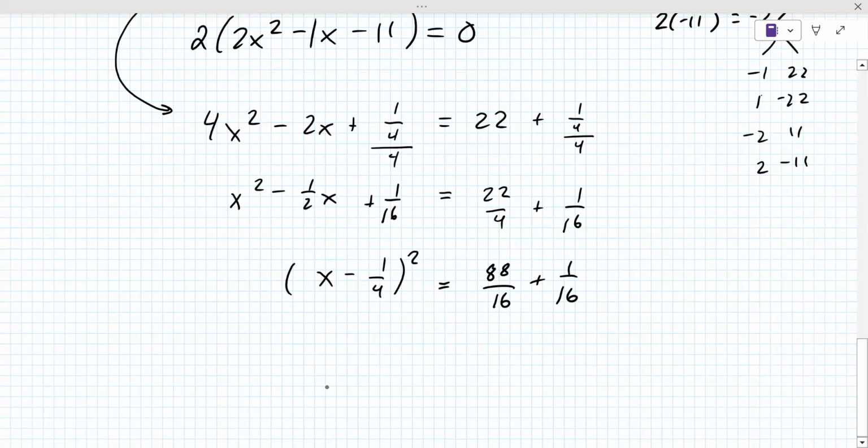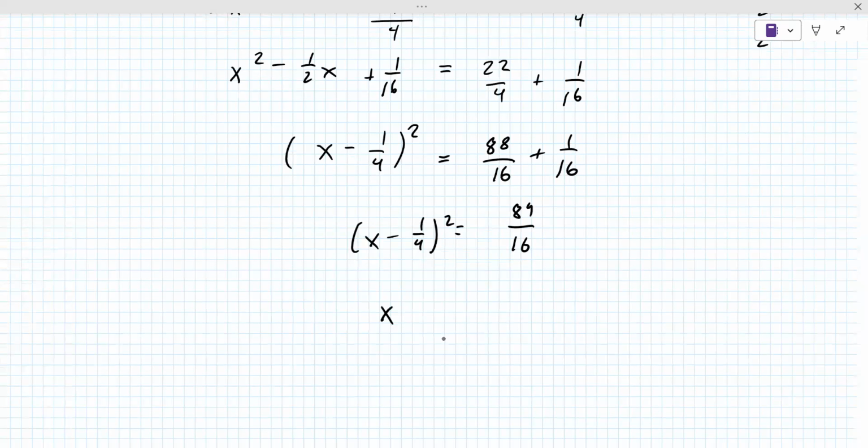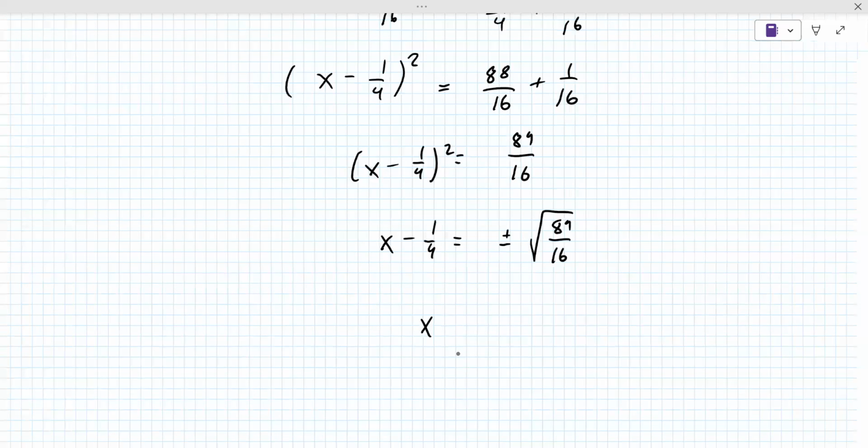So then you get 89. That doesn't work out very nicely. Well, we knew it wasn't going to, because with the quadratic formula or completing the square, they typically don't work out nicely, or you wouldn't use them otherwise. So it's 89 over 16. You've got to take the square root of both sides. So x minus 1/4 equals plus or minus the square root of 89 over 16. Okay, x equals 1/4 plus or minus the square root of 89 over 4. And there you have it.